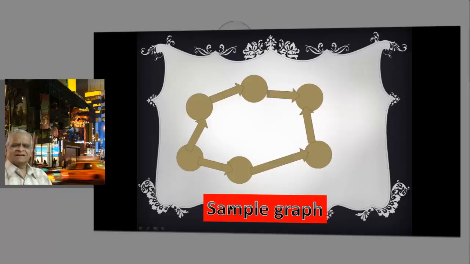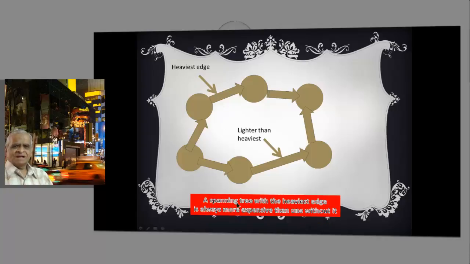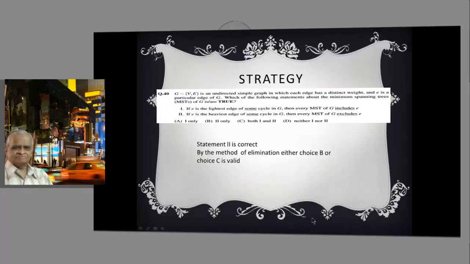Let us take a simple sample graph. Here is a sample graph. Let us say this edge is the heaviest edge and this edge is the lightest edge. The weights of all the edges are distinct. Now in this case, in any cycle which I take, I have to exclude the heaviest edge if I want something less. A spanning tree with the heaviest edge is always more expensive than one without it. So statement 2 is correct.